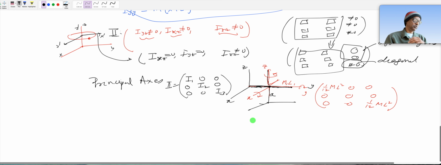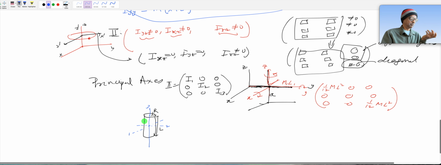You probably know about a cylinder of, say, radius r, length l. It will have a moment of inertia. Principal axes will be the symmetry axis, which is one of the axes, and another axis that goes right through the center. So these will be axes 1, 2, and 3. And you can use these coordinates, and you get a diagonal moment of inertia.